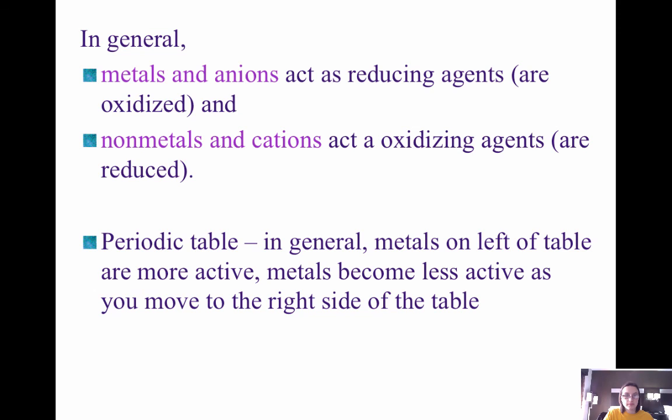So in general, metals and anions act as reducing agents. They're the ones that are oxidized. Nonmetals and cations are typically the ones that are reduced, so they act as oxidizing agents. And then remember, metals on the left of the table are more active and they become less active as you move to the right side. So this deals with the activity series. So what that means is the metals that are much more active are going to be the ones that are much stronger reducing agents versus the less active metals, which will not be as common with reducing other atoms.